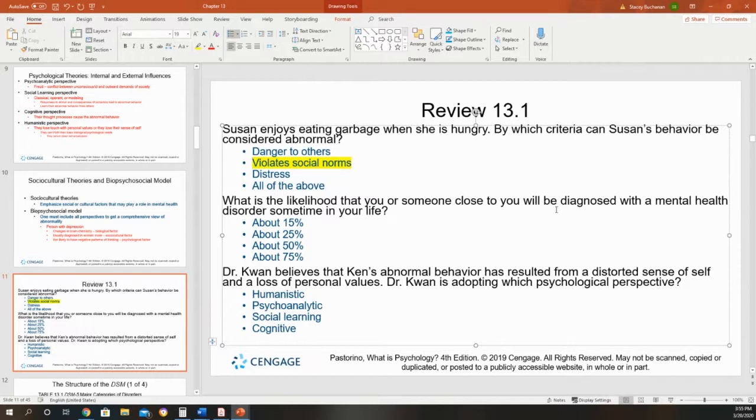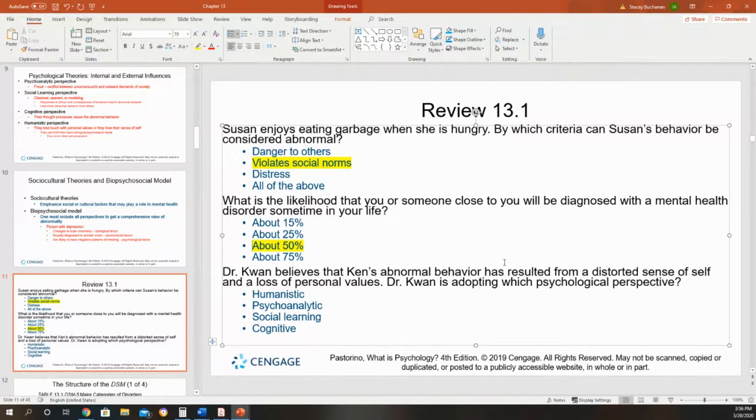If you recall, norms are unwritten rules in society. We talked about them in chapter 10. If you see someone eating out of the garbage, you are most likely going to question that and think it's odd because it breaks social norms. And what is the likelihood that you or someone close to you will be diagnosed with a mental disorder sometime in your life? That'd be about 50% lifetime prevalence.